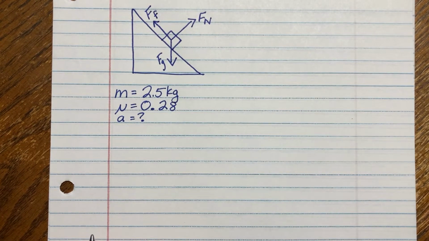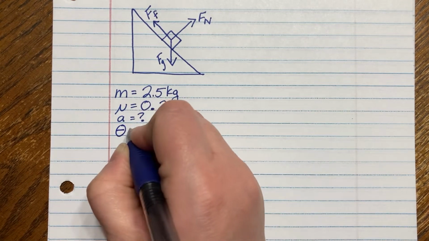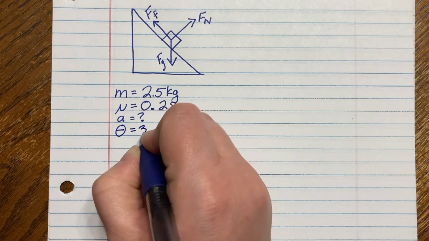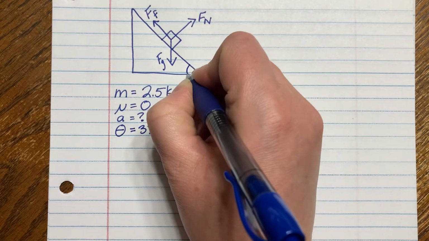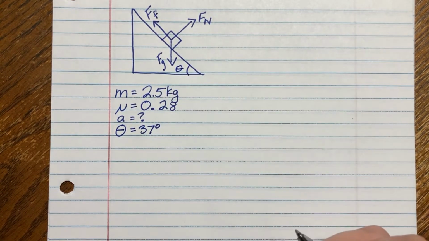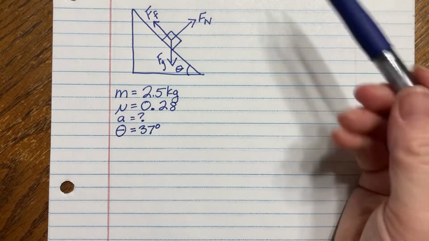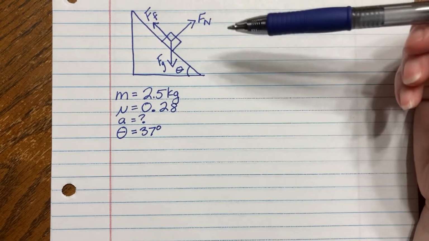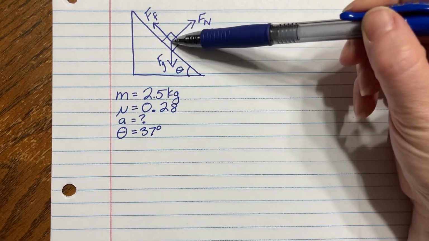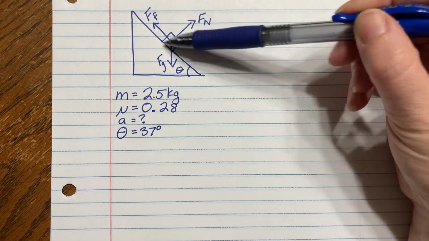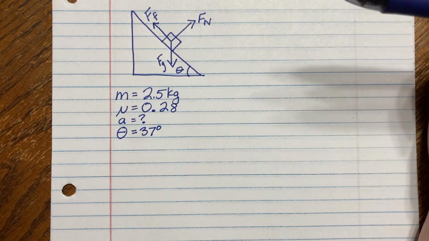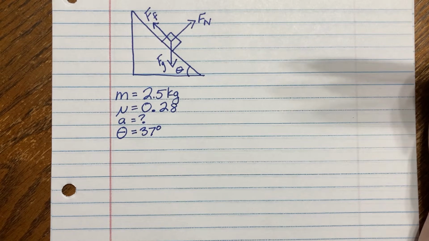Okay, so you have a couple options. By the way, my angle is a 37-degree angle. We'll need that in a second. You can do this problem where you just use your normal X and Y axes, but you're going to have an acceleration in both directions, X and Y.